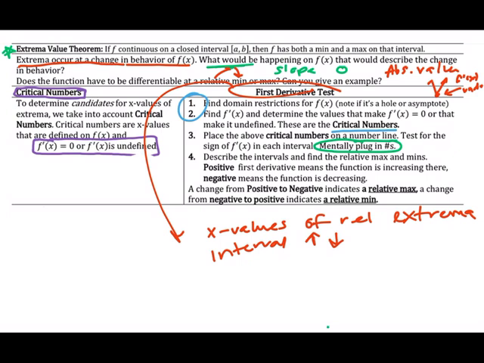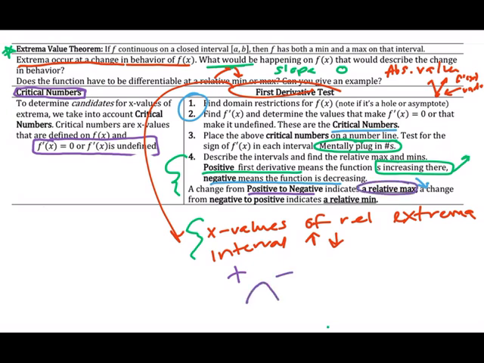Then once we have that number line, it's going to allow us to figure out all this information that we just found here. Anywhere that the first derivative is positive, that means that the function is increasing. Anywhere that the first derivative is negative, that is where the function is decreasing. Anytime we have a change in behavior from positive to negative, so from increasing to decreasing, we have a relative maximum. And anywhere we have a change in behavior on the derivative from negative to positive, or from decreasing to increasing, we have a relative minimum.